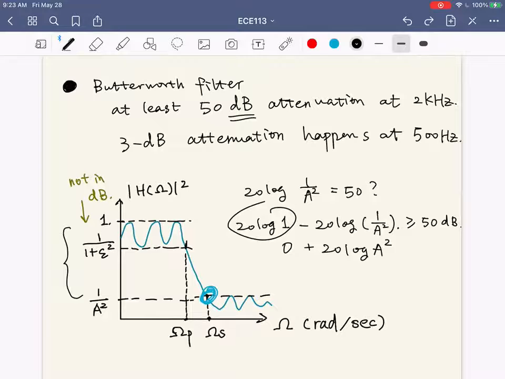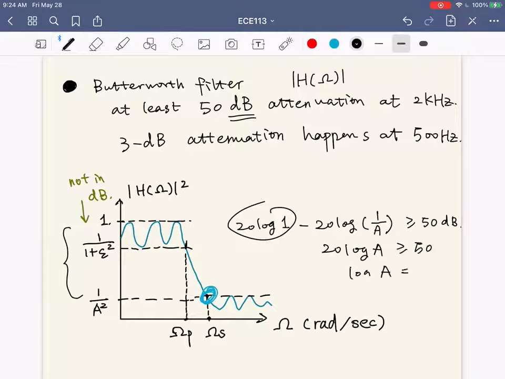Oh, I myself also made a mistake here. Can anyone notice? All right, so guys, you need to be careful about this. When we say the 50 dB attenuation, we are actually talking about H omega rather than its square. So we need to remove the square here to get our a. Okay, so log a will be 2.5, and your a will be 10 to the 2.5.